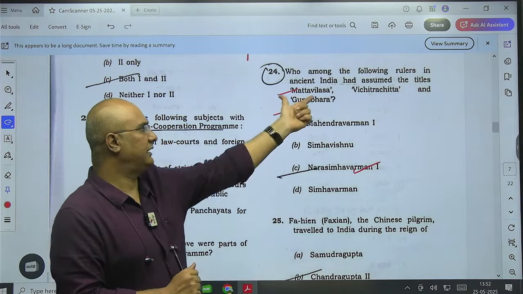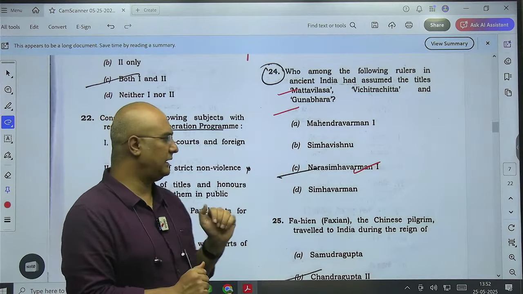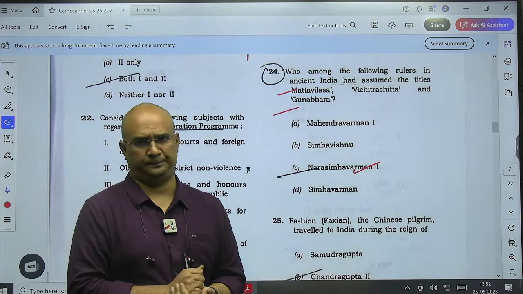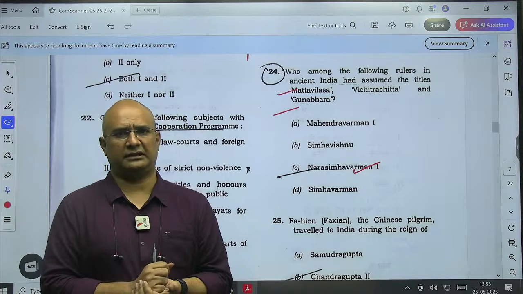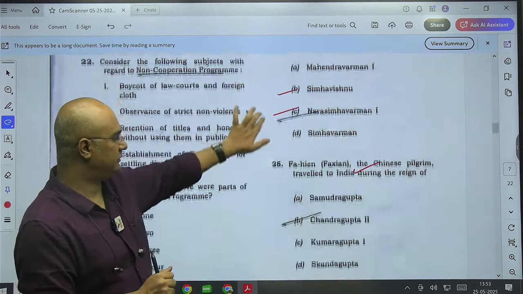And that word Mattavilasa is clearly there, giving a clue for you that this person should be a Pallava king. And the answer is actually Mahendra Varman I, because this man also took these other titles called Vichitra Chitta and Gunabhara. So the answer is A for 24th question.